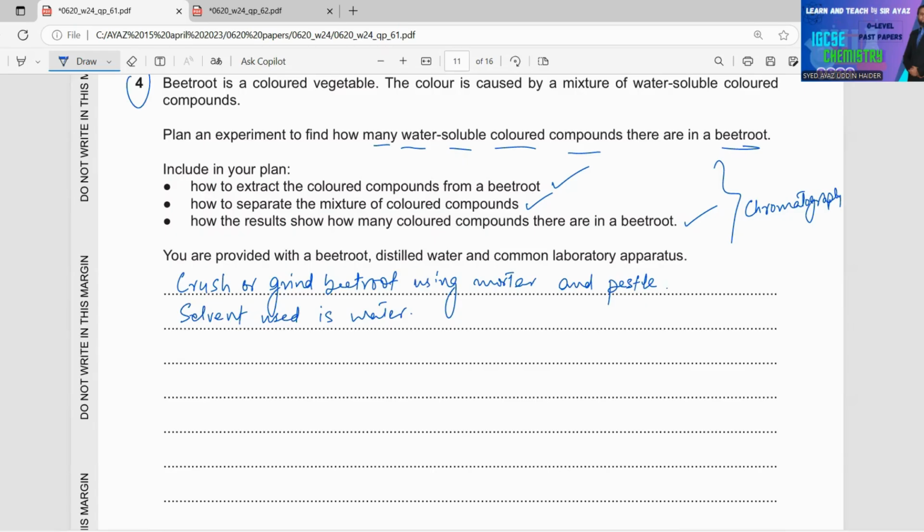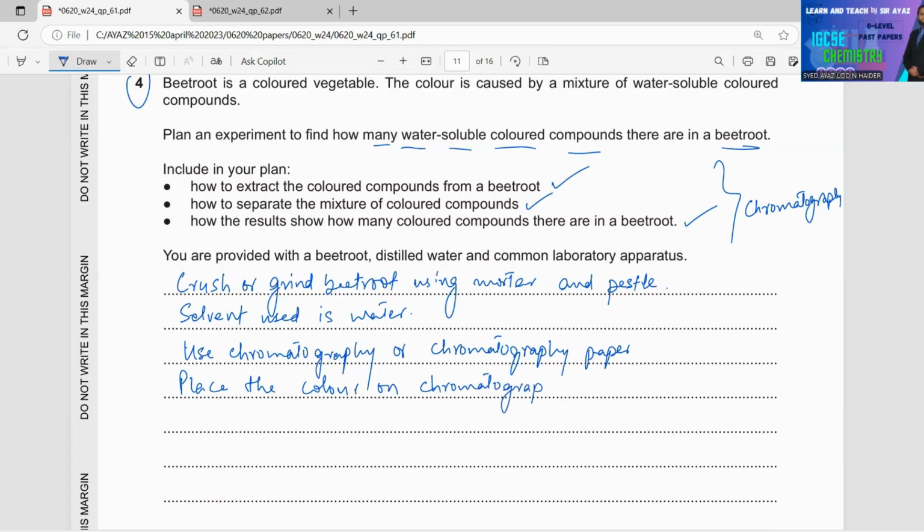Now mention the name of the technique. You can either write use chromatography or chromatography paper. Now place the color on chromatography paper. Dip the paper in water. Water is a solvent. We have to dip it in water.